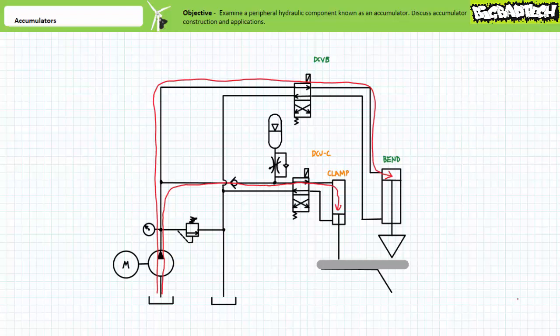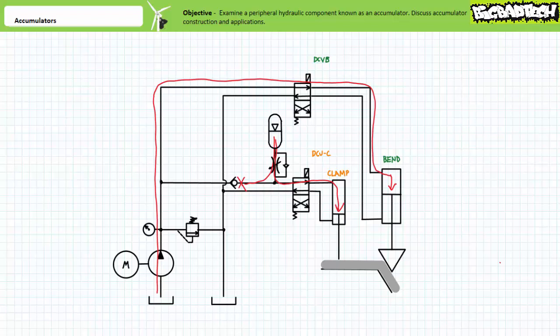Given one of the principal roles of an accumulator is to maintain system pressure when several components activate at the same time, an accumulator placed in this circuit supplements pump flow when flow is being diverted to the bend cylinder, making available a quantity of pressurized fluid when the circuit most needs it, thereby keeping the workpiece clamped. Note the check valve on the pressure line of the clamp cylinder maintains the pressure and force in the clamp cylinder while the bend cylinder extends. Only when the bend cylinder makes contact and starts bending the workpiece does pressure begin to rise.